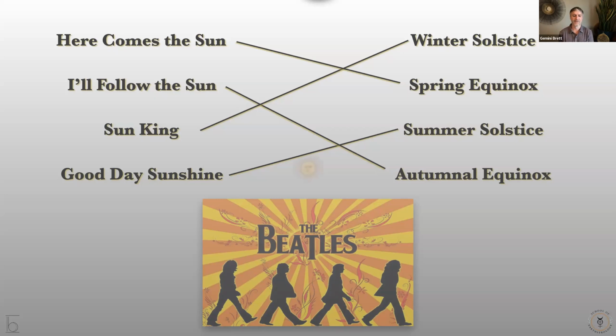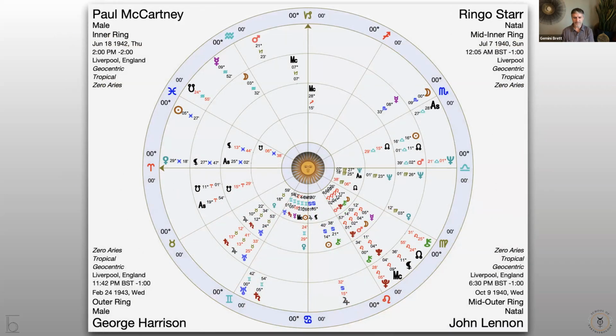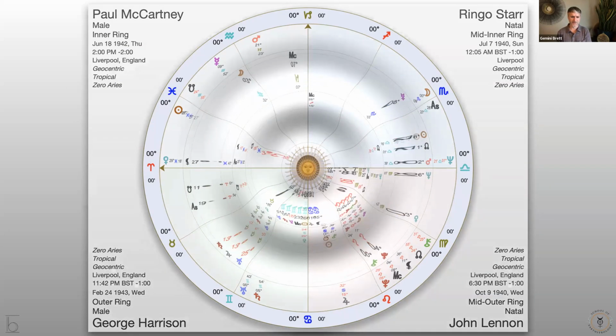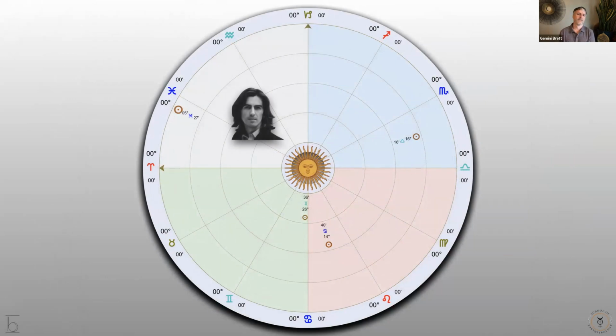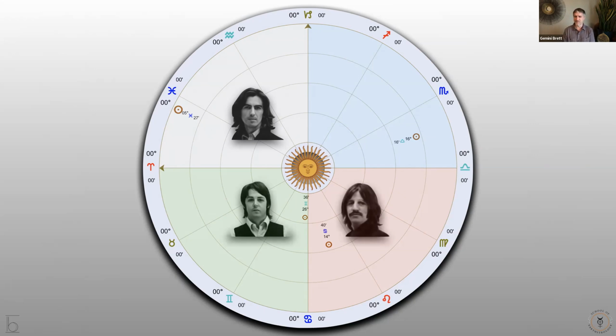So the Beatles are really cool teachers around solar energies, and amazingly, we don't need to see all of these planets to explore the truth that we have one Beatle from each season of the year. George Harrison, Pisces sun, the last month of Northern Hemisphere summer, right? For Paul, the last days of Northern Hemisphere spring. For Ringo, the first weeks of Northern Hemisphere summer. And for John, the first weeks of Northern Hemisphere autumn. Winter, spring, summer, and fall, a Beatle for each.